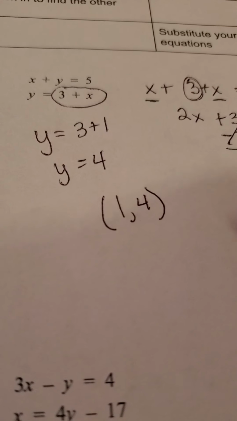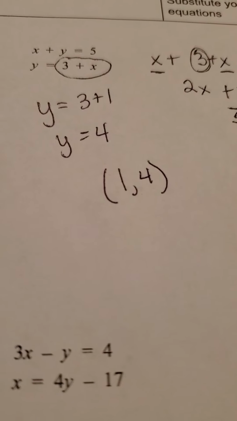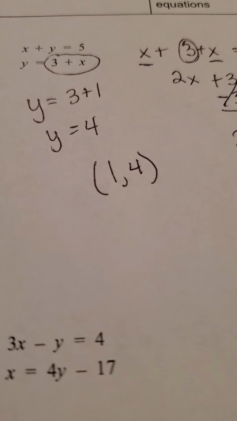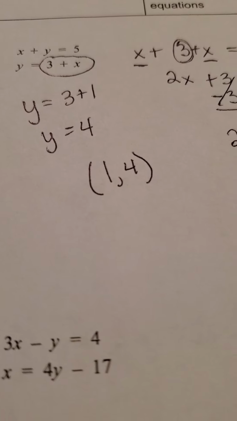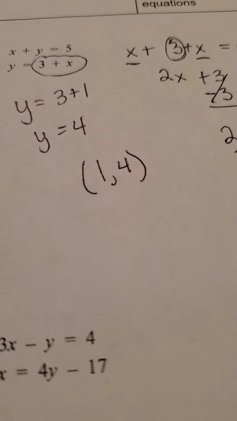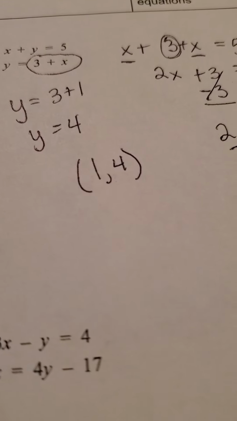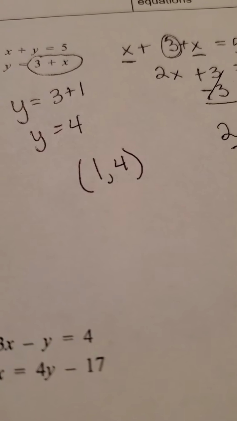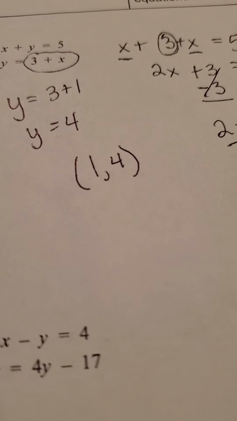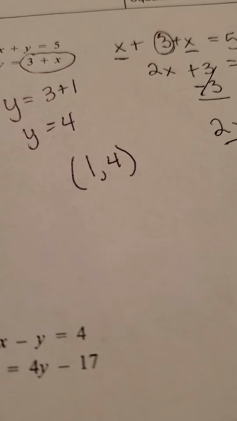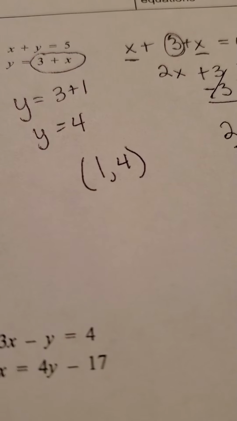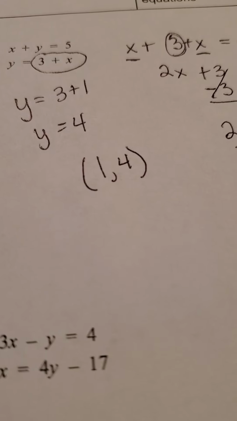Now, these numbers I can plug back into the two original equations and see if they work. So I can say 1 plus 4 does equal 5. And does 4 equal 3 plus 1? Yes. So that works. That's my solution. Those answers for what x and y equal work for both equations. So that means that's the solution. When those two values work in both equations, my solution is 1, 4. When we did solving by graphing, you would see that if we graph these two equations, that's where the point would intersect, at the point 1, 4.